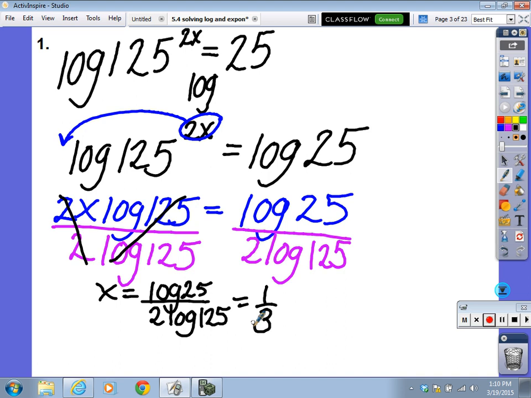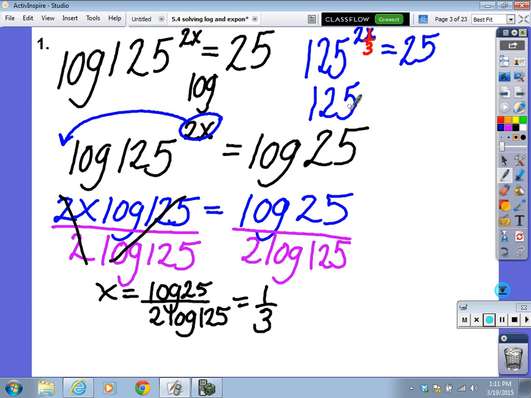Now we could check our answers, you guys. We'll plug that back into the very first original problem. So the very first original problem was 125 raised to the 2x is equal to 25. We just said that x is equal to 1/3. We're going to plug it in. So we're going to have over here on the left 125 times by, now 2 times by 1/3 is just 2/3, right? So 125 raised to the 2/3, which is equal to 25.